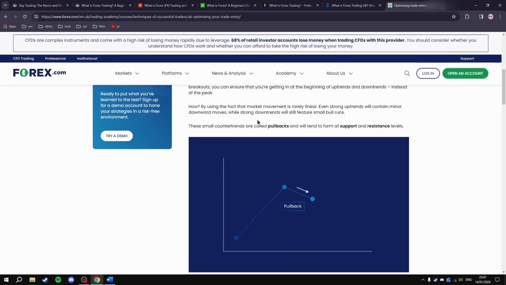How? By using the fact that market movement is rarely linear. Even strong uptrends will contain minor downward moves, while strong downtrends will still feature small bull runs. These small counter trends are called pullbacks and will often tend to form at support and resistance levels.